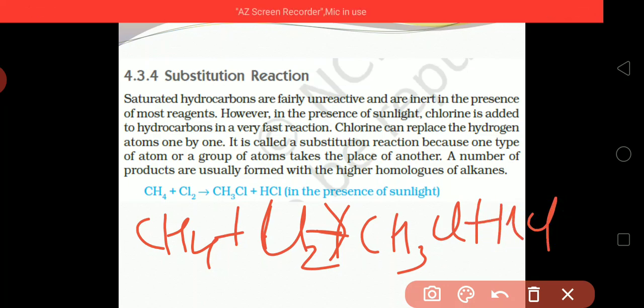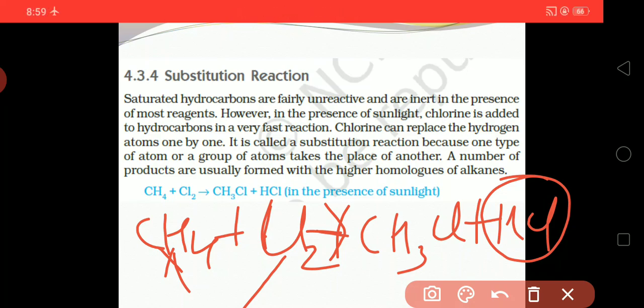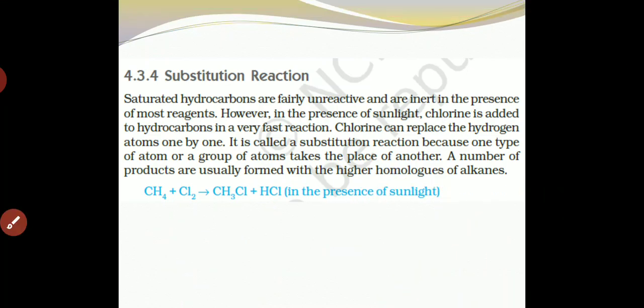Here in this reaction you can see that one Cl will take a place in this. One hydrogen is removed and one chlorine will form HCl, and the one chlorine which remains will react with CH3 and form CH3Cl. So this was the substitution reaction. In a substitution reaction, one atom will substitute another atom. So these reactions are said to be substitution reactions.